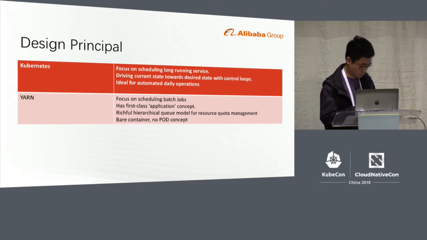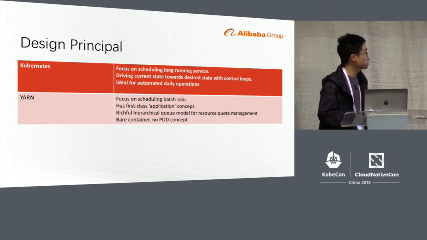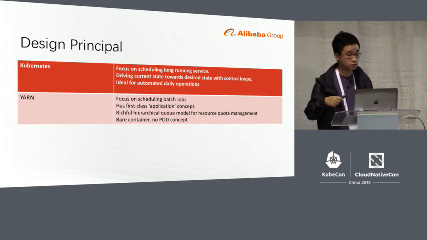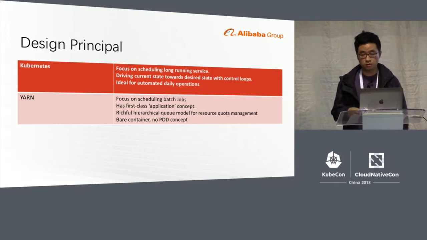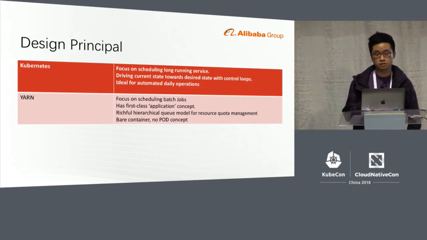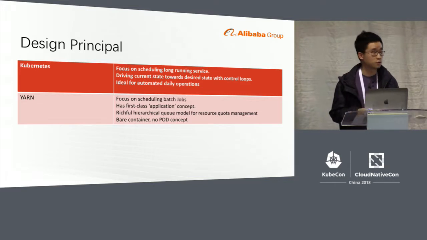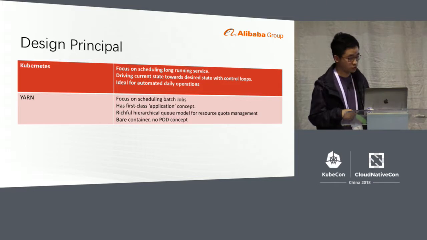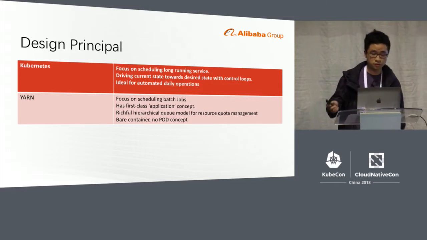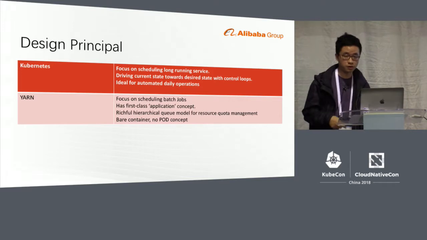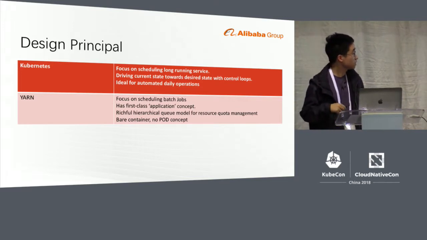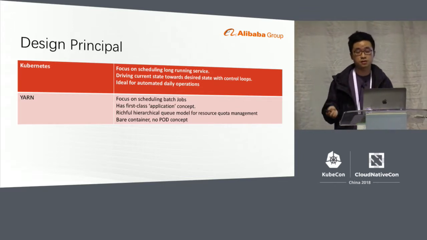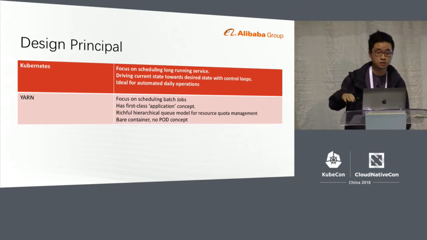But YARN is designed for the batch job. It has a first-class application concept. Kubernetes has an application, but in nature it is related to containers. For YARN, resource management will manage the whole application, and also a process involving restarts. We also have a hierarchy queue model. For Kubernetes, it's only quota management.